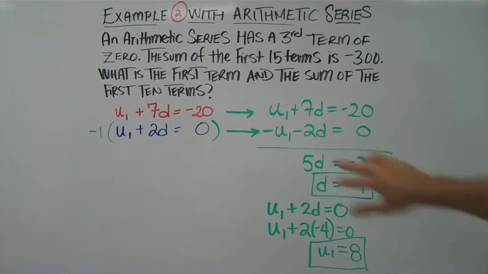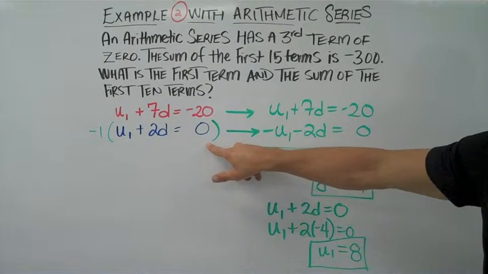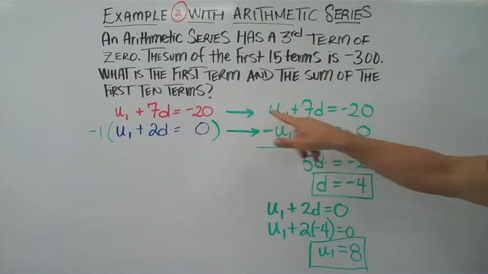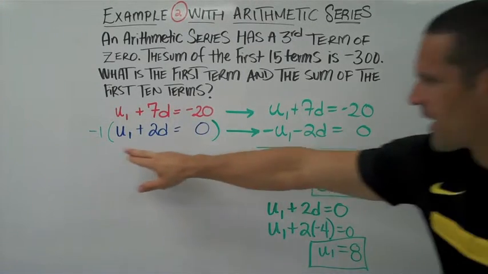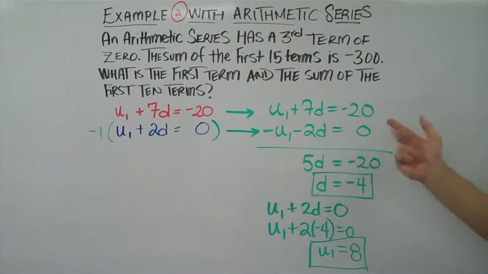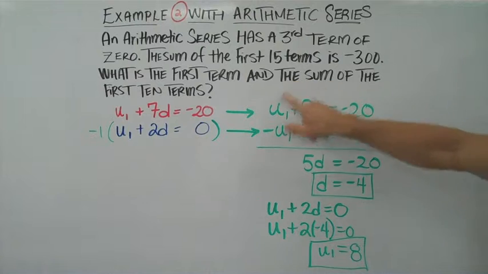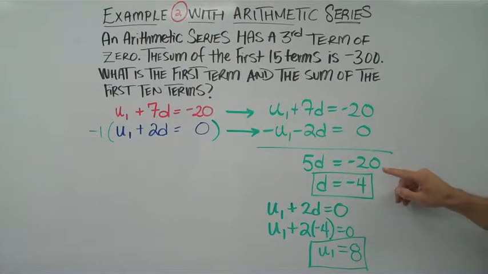When I set my two equations over each other, I can multiply the bottom equation by negative 1, giving me the same first equation, u1 plus 7d equals negative 20, and this now distributes to each and every term, so I get negative u1 minus 2d, negative 0 stays the same. The u1's will cancel, 7 minus 2 is 5d is equal to negative 20, divide both sides by 5, I get d is equal to negative 4.